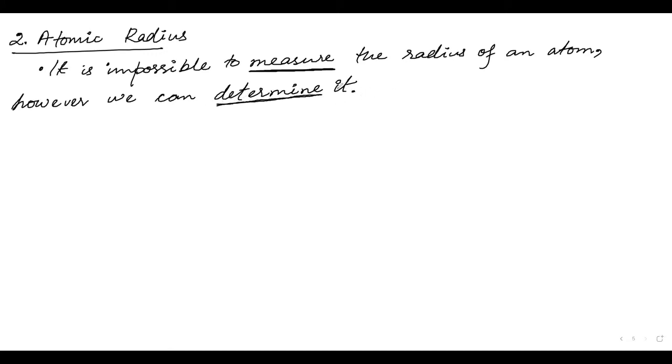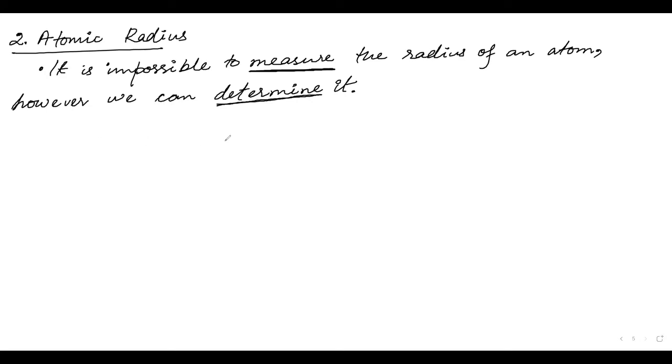How will we determine it? Why is it impossible to measure the radius of an atom? The reason is that it is very difficult to find an isolated atom. You will not get a big ball of hydrogen and measure it with an inch tape. No, we cannot do that. So we have different kinds of schemes that we apply to get the atomic radius.